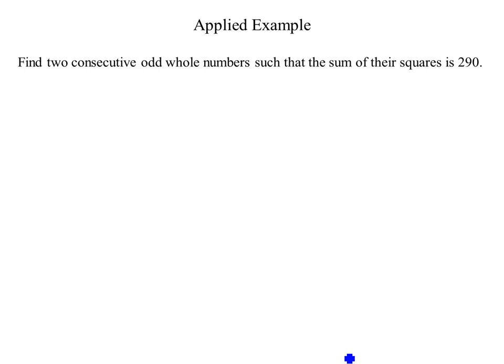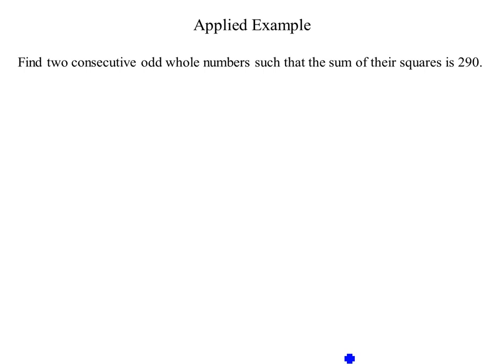Find 2 consecutive odd whole numbers such that the sum of their squares. Sum means what? Addition. Squares mean we're going to square them. Is your equal sign 290. So just pick it apart. Find 2 consecutive odd whole numbers such that the sum of their squares is 290. So basically what we're looking at is n squared plus, and I'm going to go ahead and pull this out, n plus 2 quantity squared is going to be n squared plus 4n plus 4. Just pull it out. Is equal to 290.